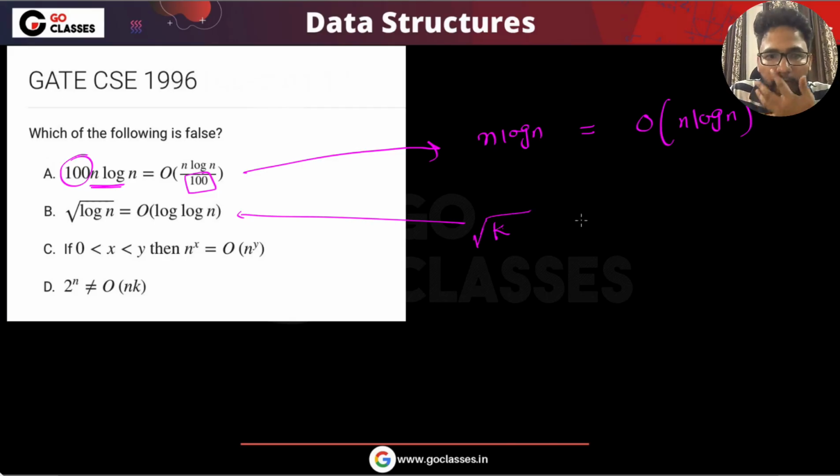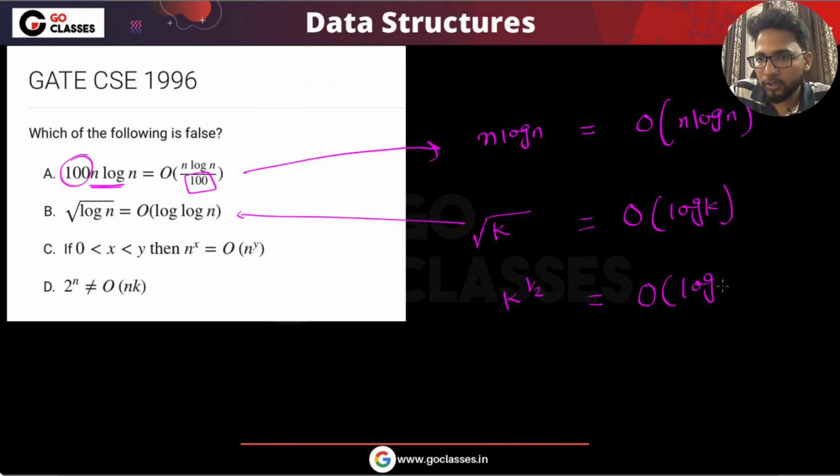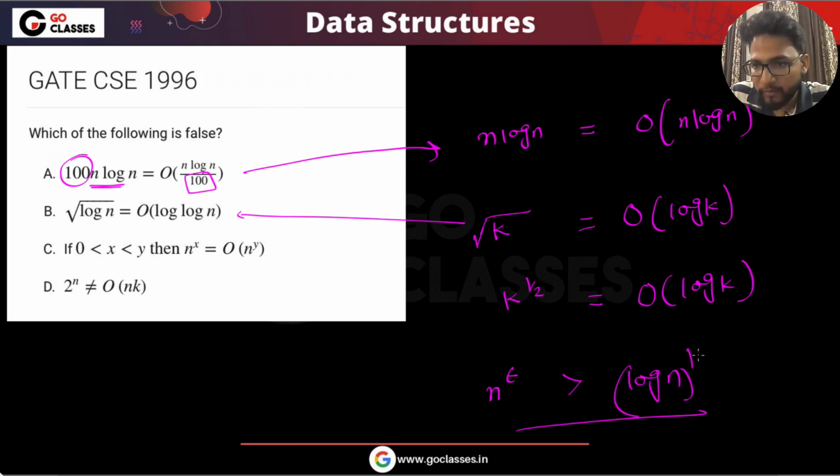So it will be root k, and that is equal to order of log k. Is it true? This is k power 1 by 2, and this is order of log k. Is this true? Just recall that n power epsilon is in fact strictly greater than log of n, maybe power anything. So that's why this B is false. B is the correct answer because they are asking for the false one. What about the C? Yes, C is true.